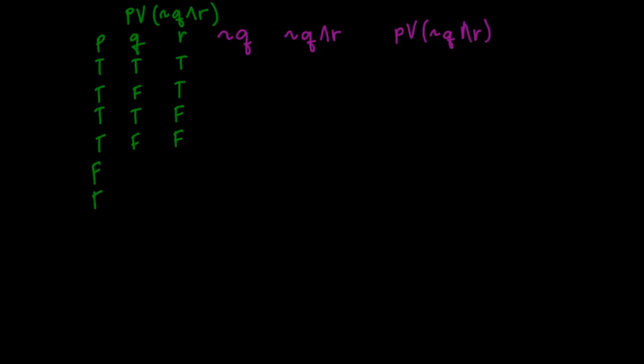Now I'm going to do the 4 false with P. And I'm going to do the same thing with Q. I'm going to do true, false, and then I'll take care of R. So I have true, false, true, false. So P could be false, Q could be true, and R could be true. P could be false, Q could be false, R could be true.